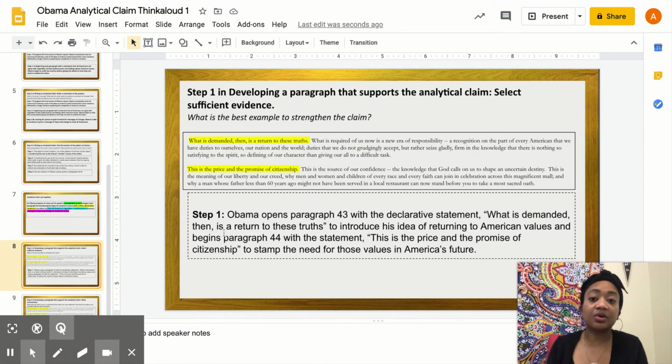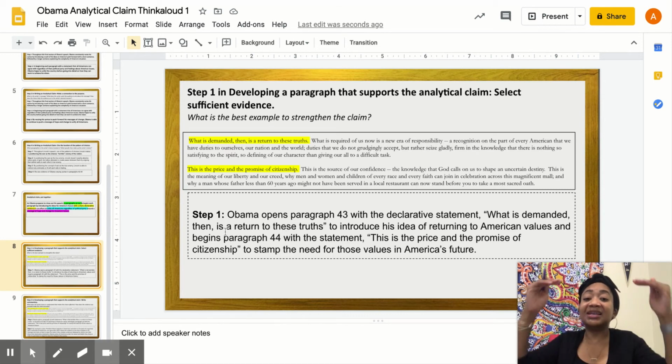After we write an analytical claim, we're not done because these are the beginning of our paragraphs, right? So the next thing we have to do is figure out, okay, well, what about my evidence, right? I got to select a good example of evidence. So the first step is that you pick out what you're going to write about. So I chose to write about paragraphs 43 and 44.